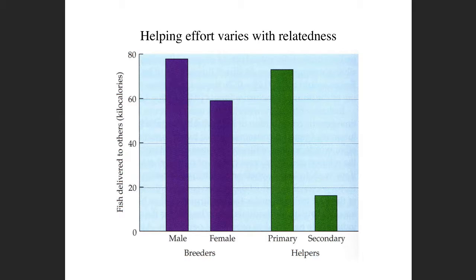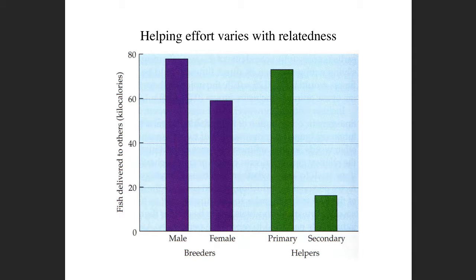The y-axis is the dependent variable, the fish delivered to chicks. It's high in breeders. It's higher in males than in females. That's a common pattern in birds. Females are larger, which lets them lay more eggs. But the males, being smaller, are often better at foraging and bring more food to the chicks.